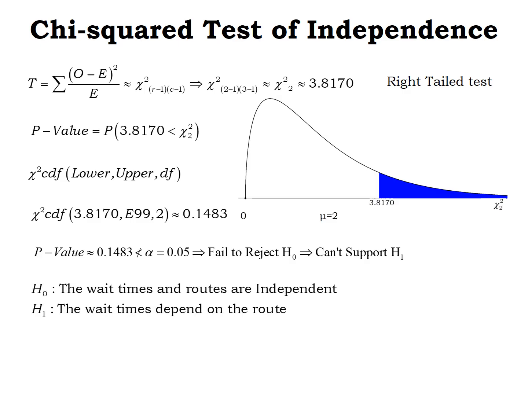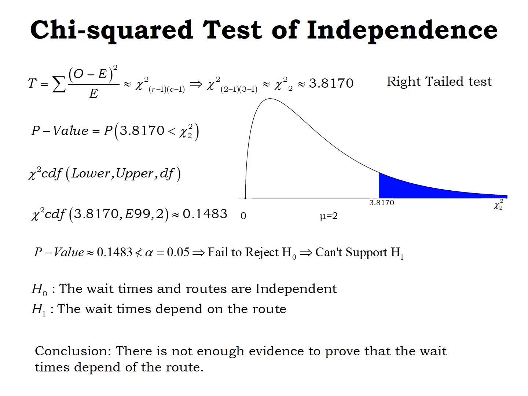The null hypothesis was that the wait times and the routes are independent. The alternative is that the wait times do depend on the route. Okay, and we failed to reject the null hypothesis here. So we cannot rule out, beyond a reasonable doubt, beyond our significance level 0.05, that the wait times and the routes are independent. They might be. Now, because of that, we don't have enough evidence to prove the alternative, which is that the wait times depend on the route.